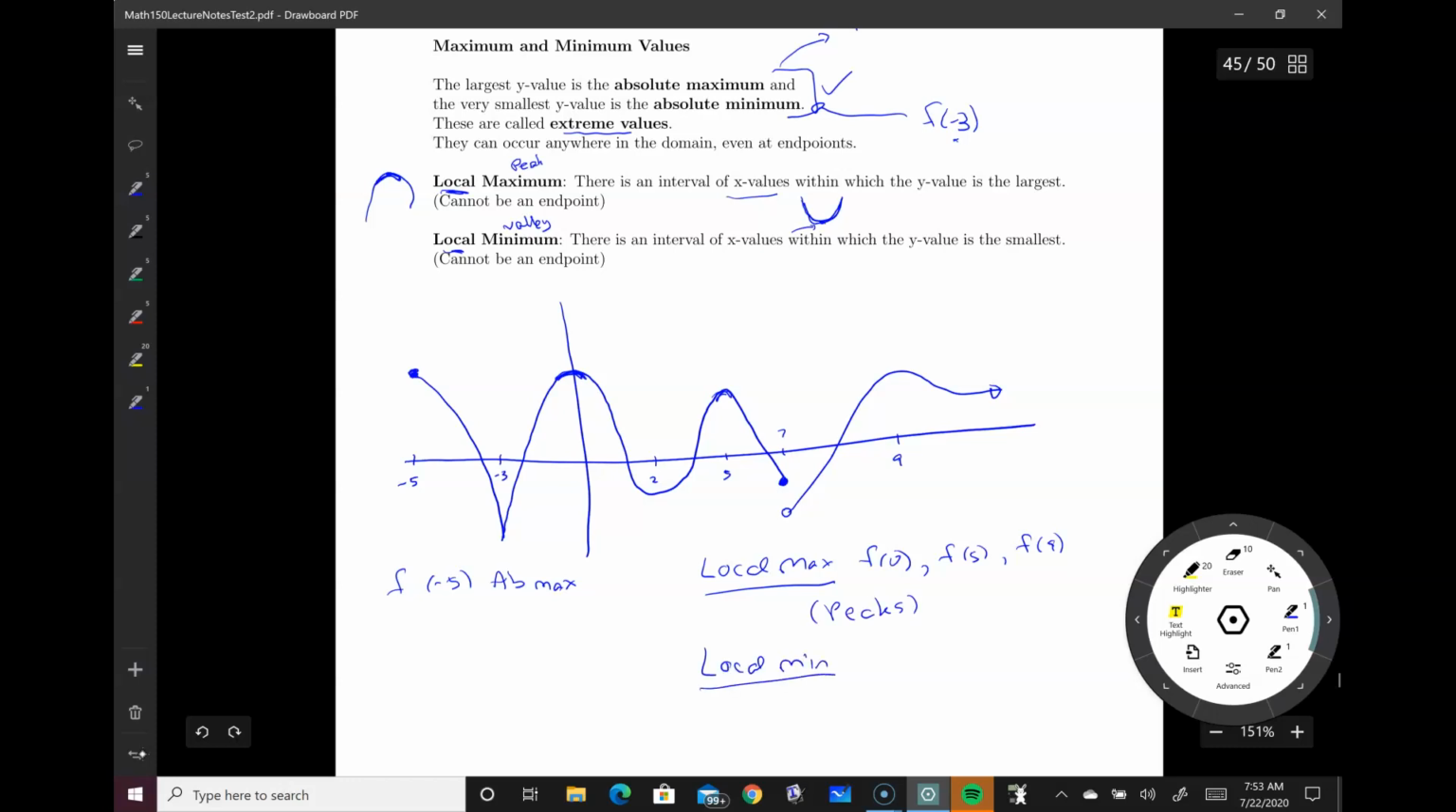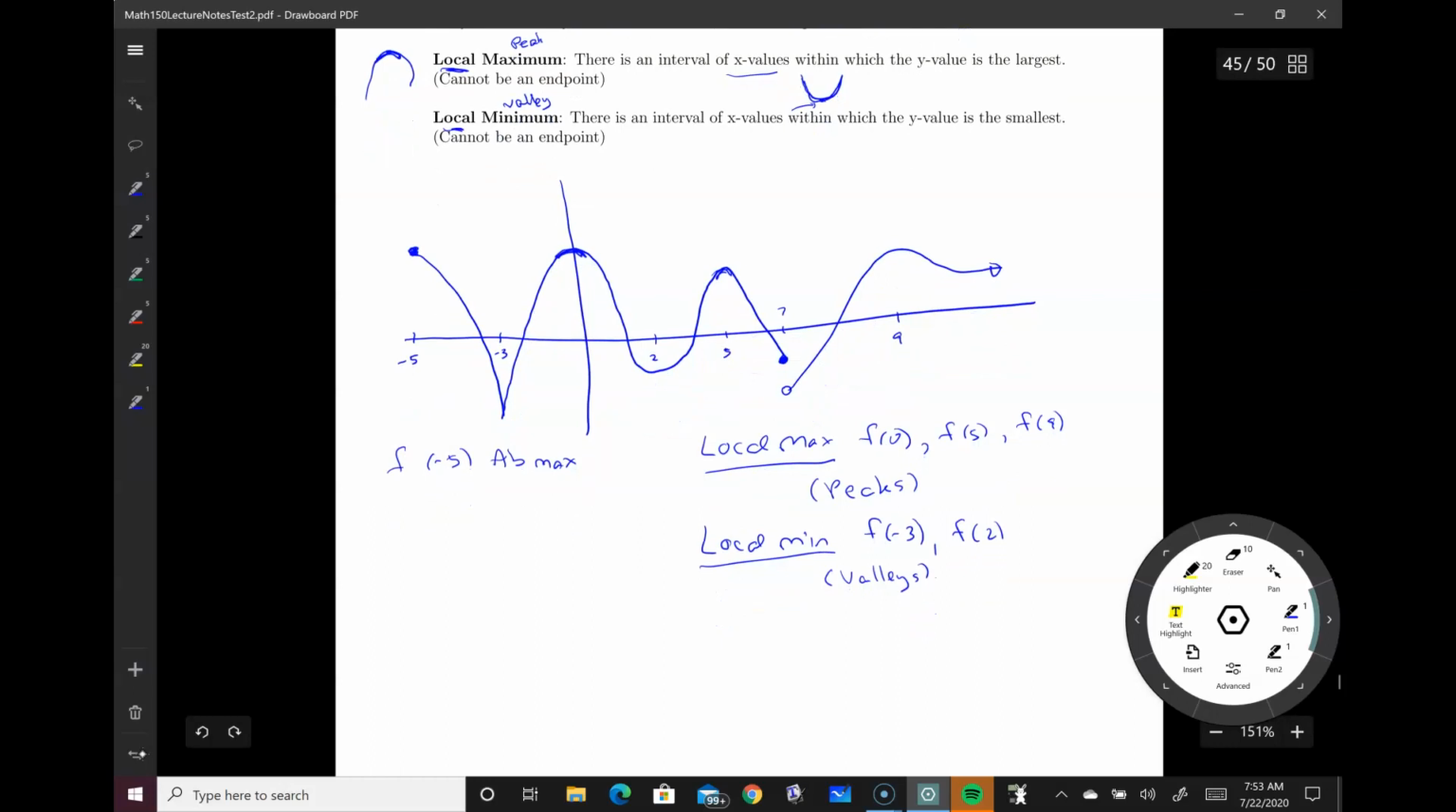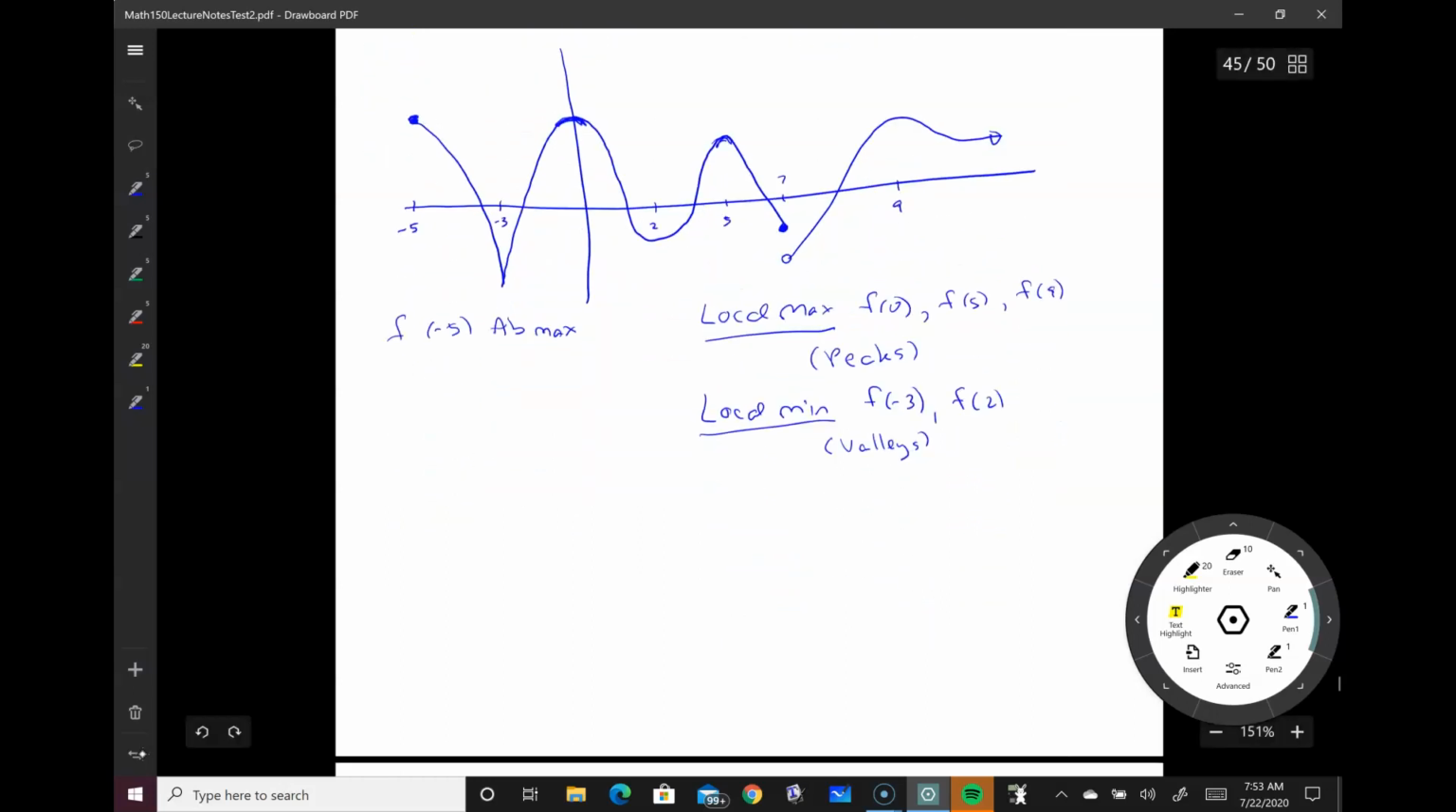Okay, so how about local minimums? Local minimums, where there's a region around where it's the smallest, like a valley. Right here at f of -3, there is a region around, so that's a local minimum. At f of 2, that's a local minimum because there's a region around. Now if I look at x equals 7, there is not a region around where that is a minimum, so that is not. So these are what I would call the valleys. And that is the explanation of local extrema.